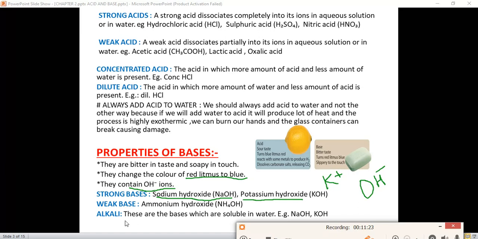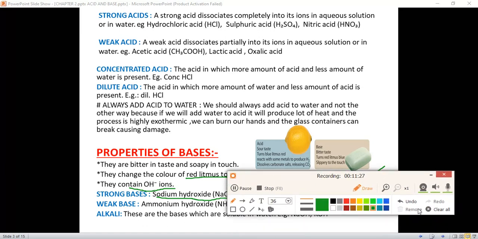So what is the definition of alkali? The bases which are soluble in water are called alkali. Example, NaOH and KOH.